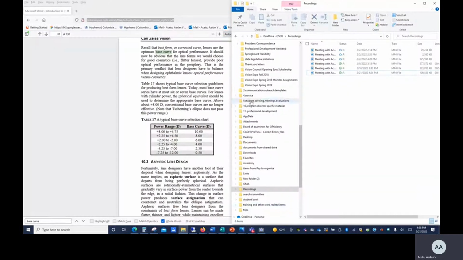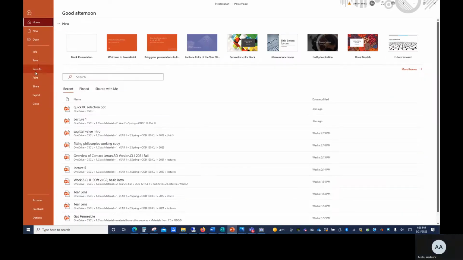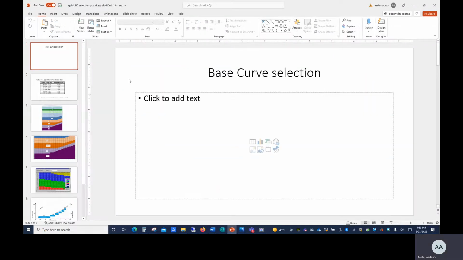And now, what is the optimal base curve? Well, there are some very simple ideas. Let me just see if I can find. Open up. Don't know why that was not open. Perfect. So hopefully we're still sharing.